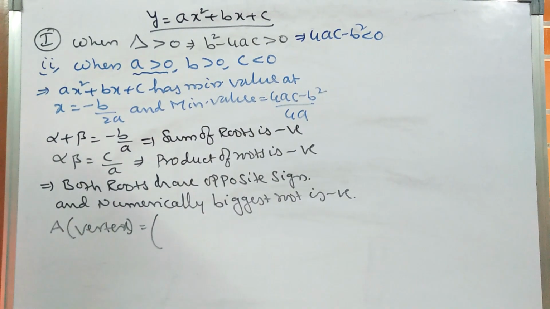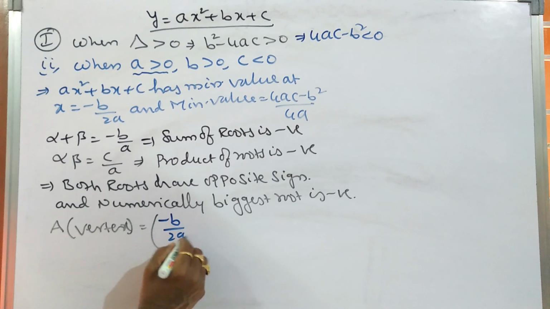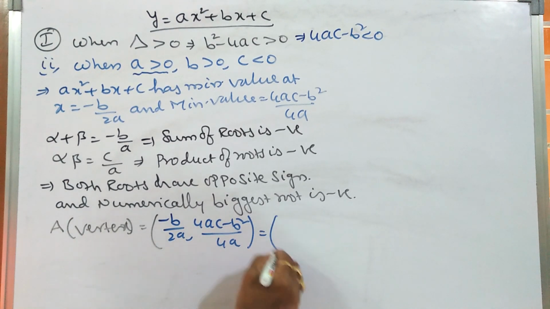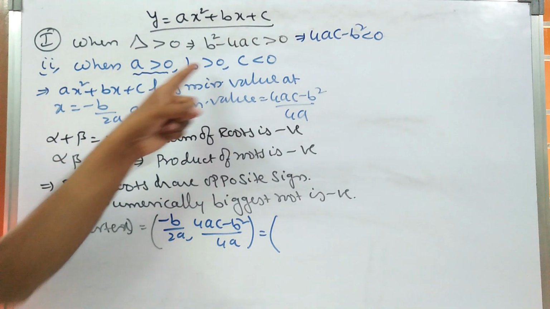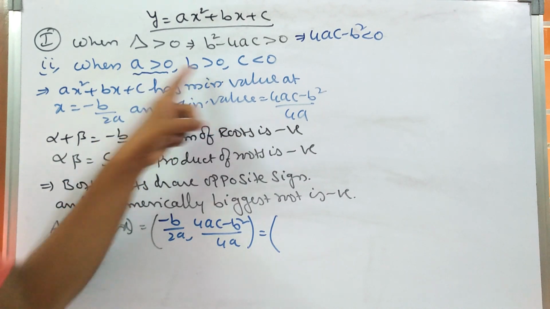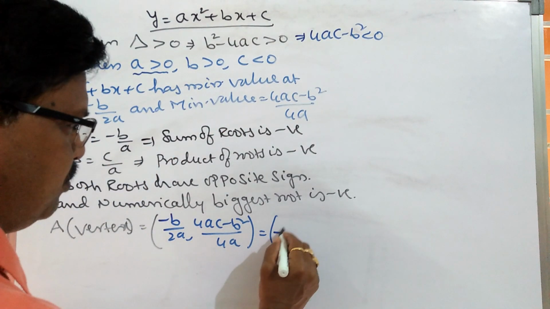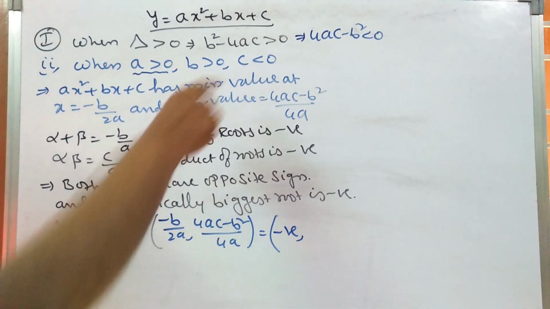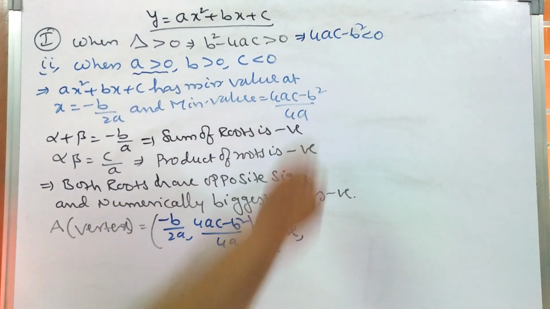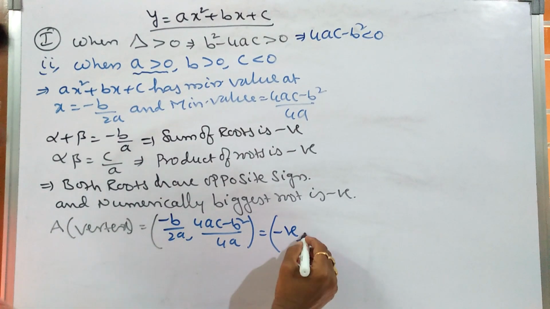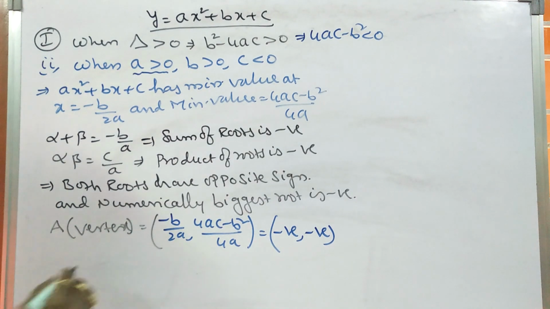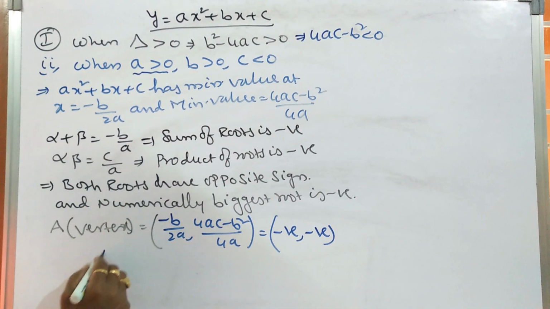Coming to the vertex A, the vertex is equal to minus b by 2a, 4ac minus b square by 4a. How will the vertex be? Let us see. Minus b by 2a: b by a is positive, so minus b by 2a is negative. Then 4ac minus b square by 4a: 4ac minus b square is negative, and negative by positive is negative. So negative, comma, negative. Again it will be in the third quadrant only. So the vertex belongs to the third quadrant.